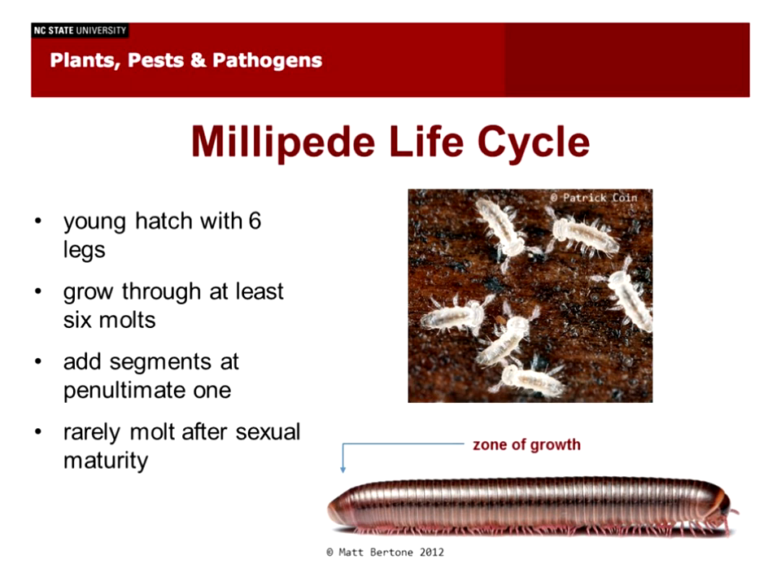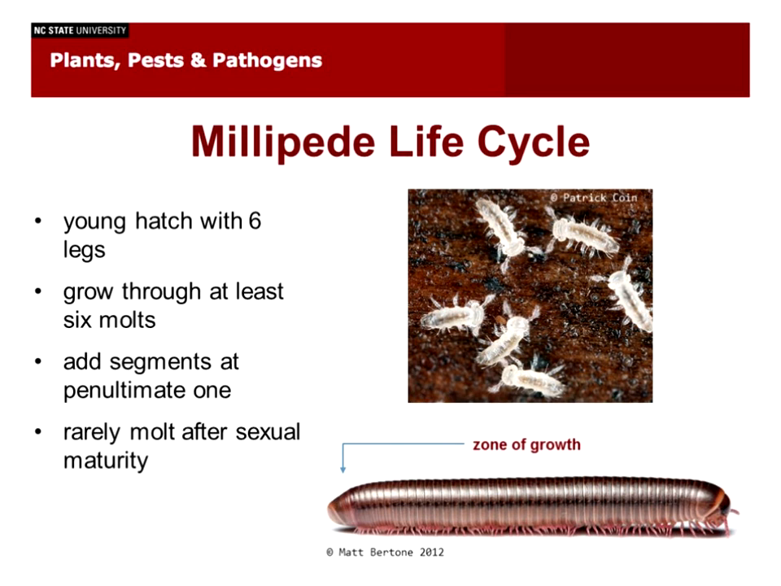Now they grow through at least 6 molts. And as you see here, this is a juvenile Narcissus millipede. And they basically, after they molt, they add segments on the end right before the tail, right before the tip of the abdomen or tip of the body. Now they add segments at this penultimate one, and they rarely molt after they're sexually mature.